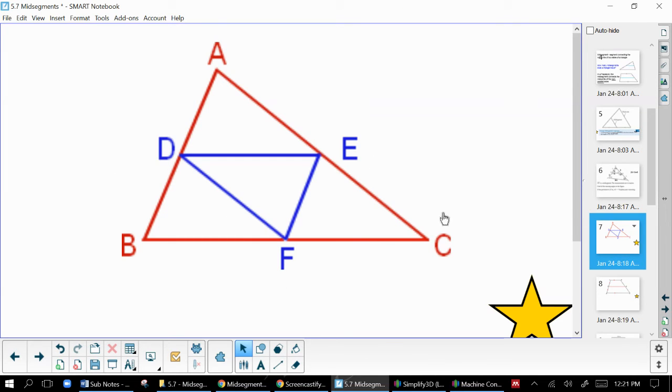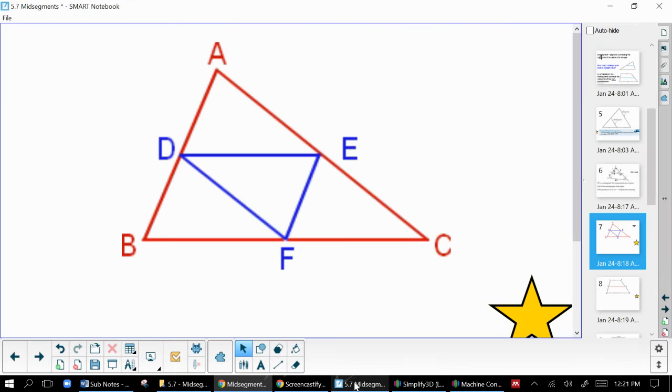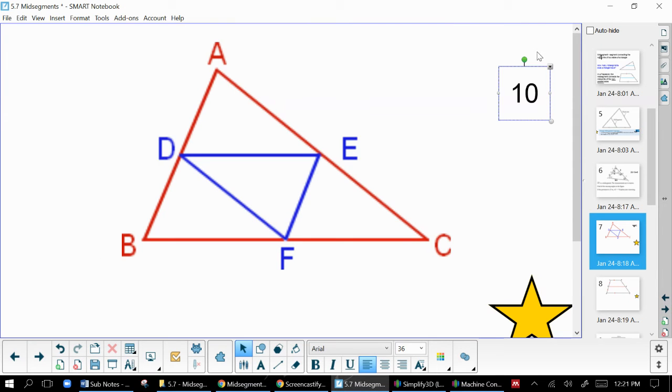So you might see some questions like that, where if I tell you that this side, the whole thing, is 10, and ask you what DF is, well, that would be 5. If I gave you that this piece here was 4, then that piece would be 4. Or if this angle was 30, then so would that angle be 30. All these triangles are equal, just remembering that DEF is kind of turned 180 degrees from all the other ones.